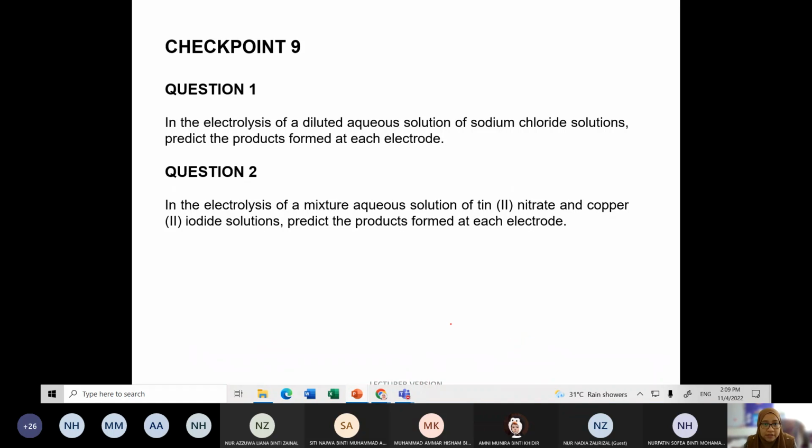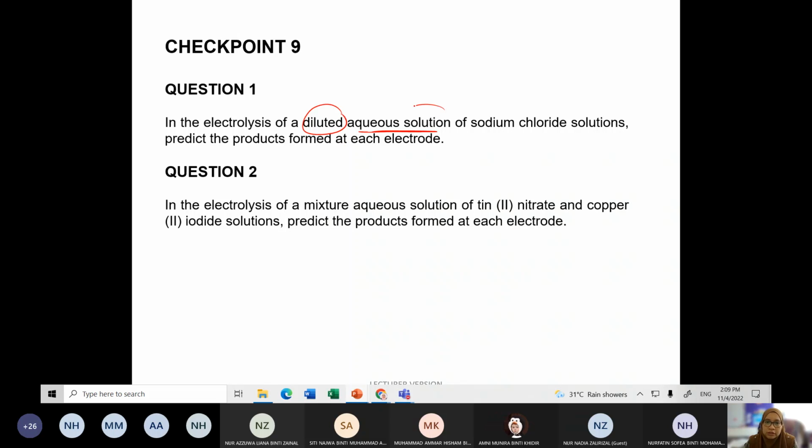In the electrolysis of a diluted aqueous solution of sodium chloride solution, predict the product formed at each electrode. Okay, all right, just now we have molten salt. Now we have aqueous solution. And it is also specified here that it is a diluted solution.